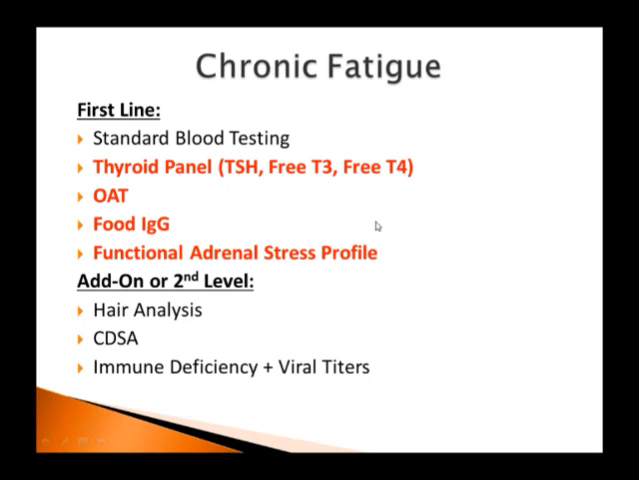They just are drained. They're adrenally exhausted, adrenally stressed, but they're not manifesting with severe immune deficiency or chronic neurological infections. So this is, I think, really the priority: thyroid, OAT, food IgG, and the adrenal stress profile.